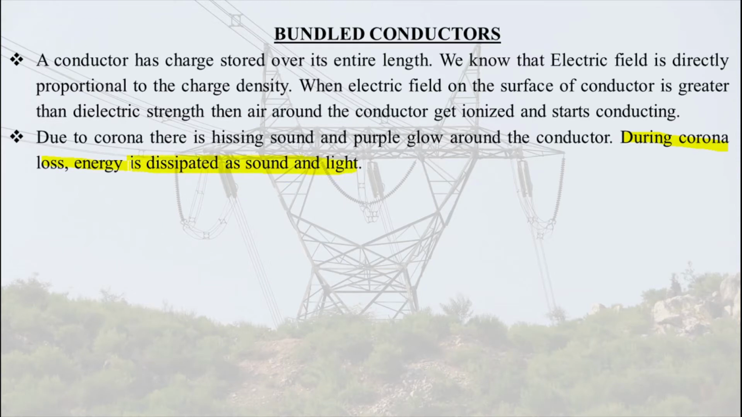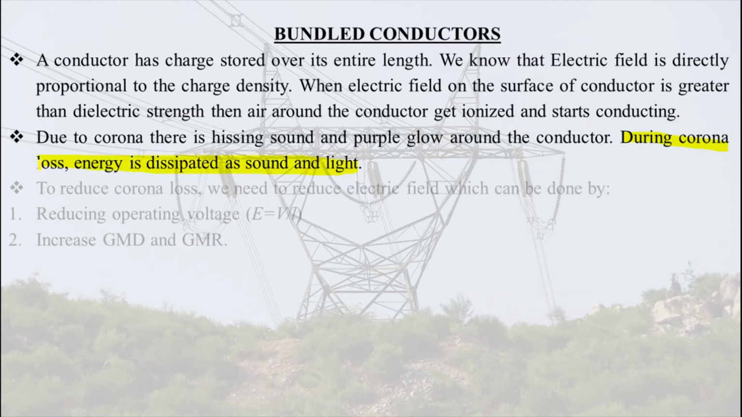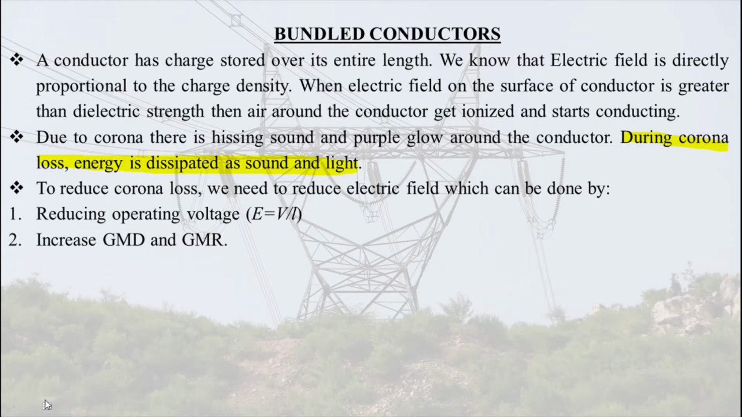See, electric field is given by E equals V by L. Now, if we have to reduce the corona loss, then we need to reduce the electric field. And how can we reduce the electric field? We can reduce the electric field in two ways. We know that E is directly proportional to the voltage V. So if we reduce the operating voltage, then electric field will also get automatically reduced. Second method is increasing GMD and GMR.